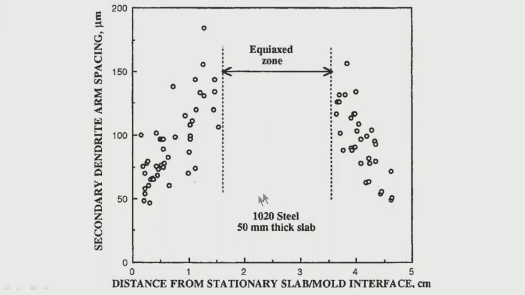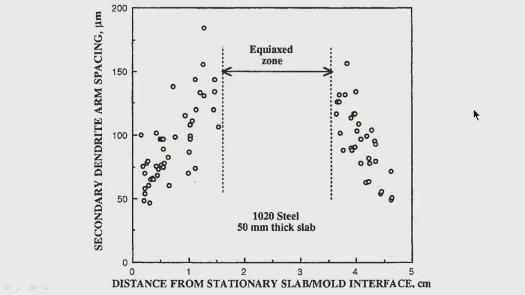This is a 10-20 steel, 50 millimeter thick slab. So, in a slab of 50 millimeter, 5 centimeter, as you go inside the slab from the surface, the surface has finer dendrites. As you are going inside, the dendrites become more and more coarse, columnar dendrites. Then you have the equiaxed zone, and then the other surface, since solidification is taking place from both the surfaces. So, you see the surface is relatively finer, and as you go inside from both the surfaces the secondary dendrites become coarser, and finally you have the equiaxed zone.